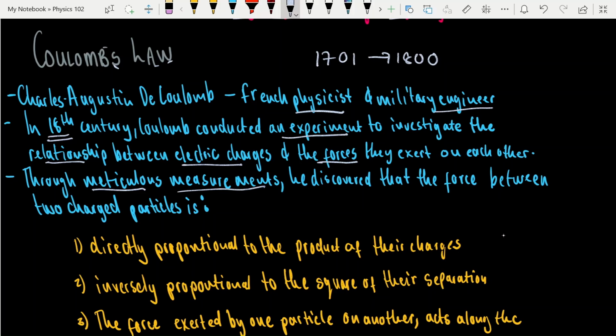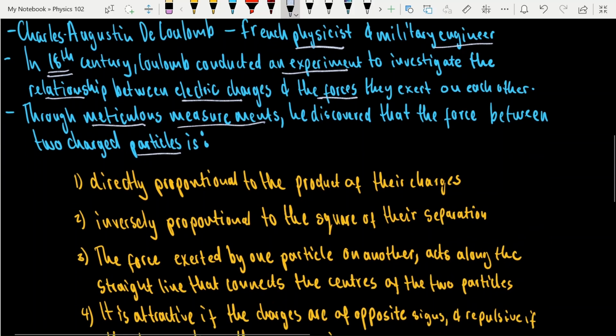Coulomb's law is the formula for electric force. It is the one that helps you find the magnitude, the size of the electric force. We find it using Coulomb's law. So if you want to find the size of an electric force, you have to use Coulomb's law. No way around it. That's the only one that's there. So here he discovered the force between 2 charged particles. Let's see what he found about the force.